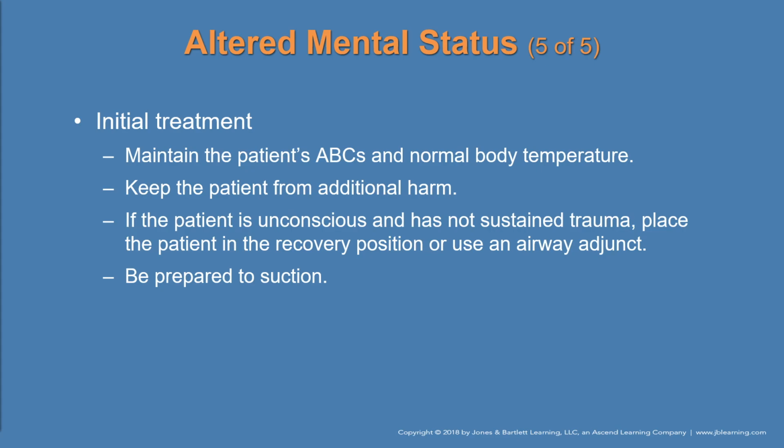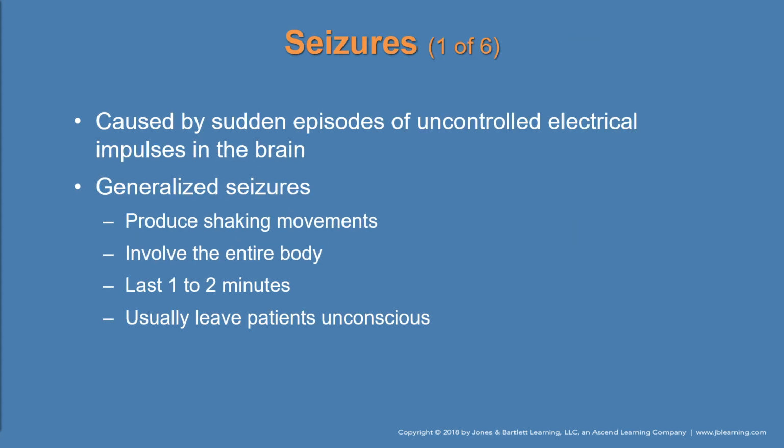If the patient is unconscious and hasn't sustained any trauma, we can place them in the recovery position or use an airway adjunct to help maintain an open airway. Make sure that if you insert something into their mouth, you're prepared to suction, because there's a chance that the patient may vomit or not be able to handle the secretions accumulating in their airway, which would be like drool or something like that.